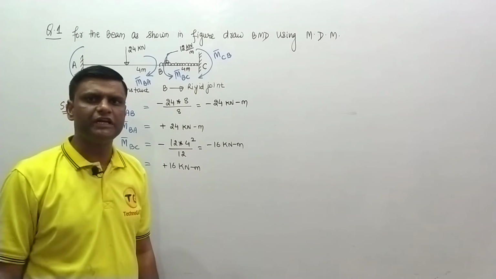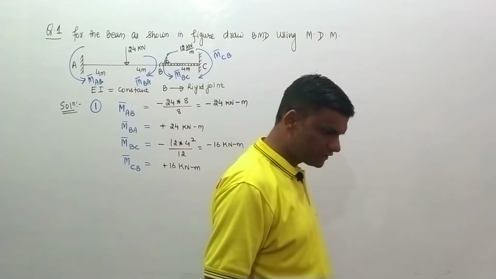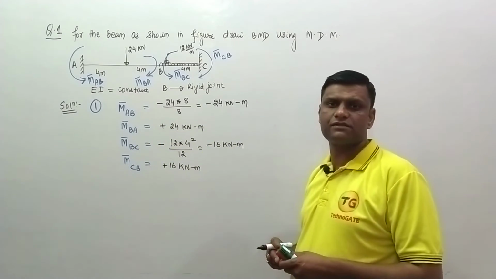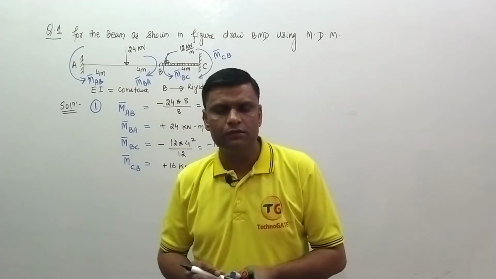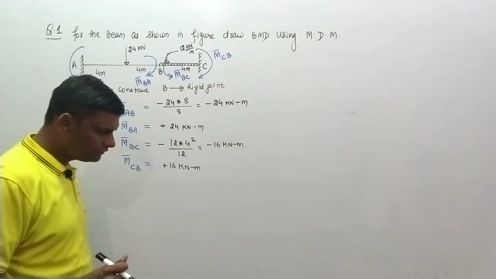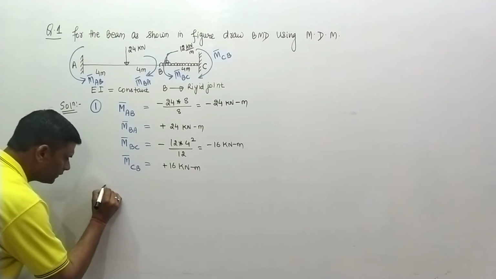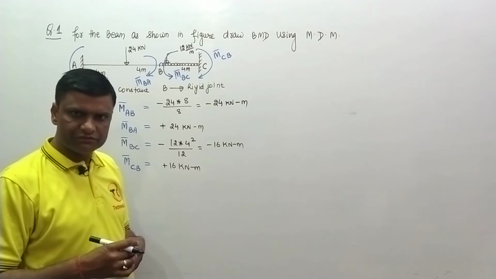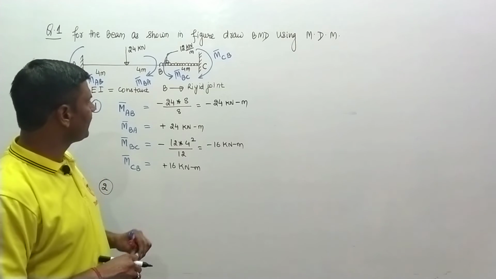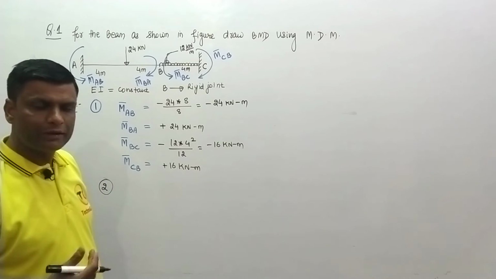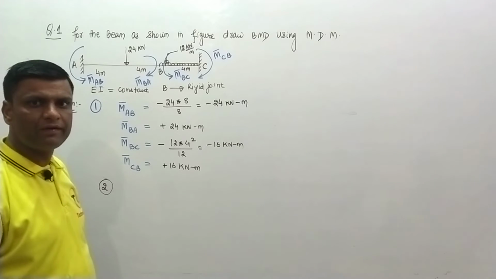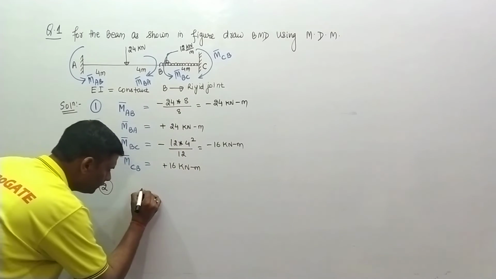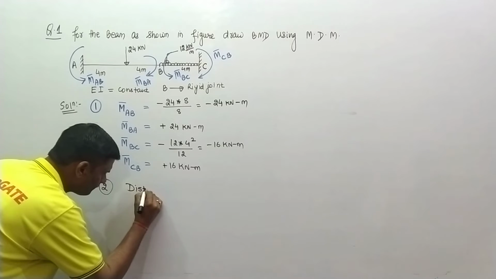That's okay. Step number 1: we have calculated the fixed end moments at all the spans. Now step number 2. Basically only the B joint is rigid, that's why we have to calculate the distribution factor only for the B joint.